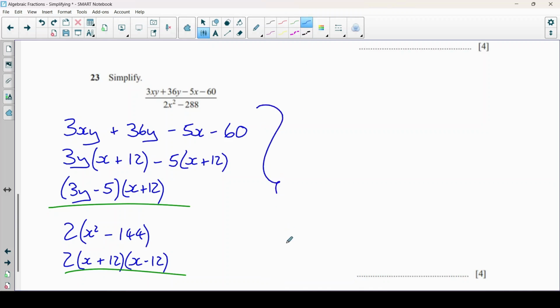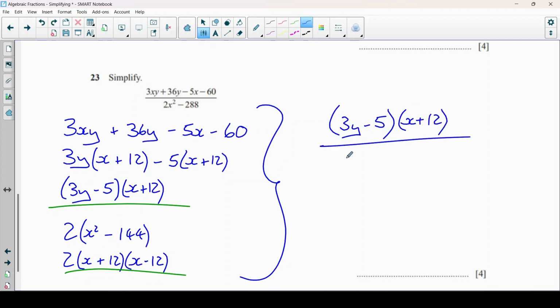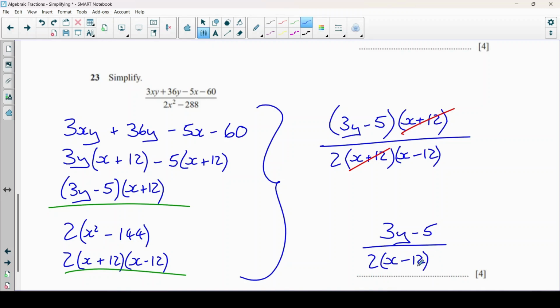Okay. So on the top, (3y minus 5)(x plus 12). And on the bottom, 2 brackets x plus 12, x minus 12, and we can divide top and bottom by x plus 12. So we get on the top 3y minus 5, and on the bottom 2 brackets x minus 12. Don't expand the bottom, it is better to keep it factorised.